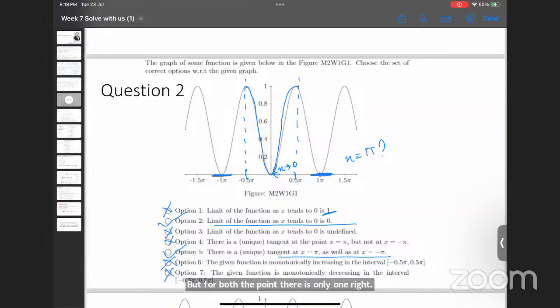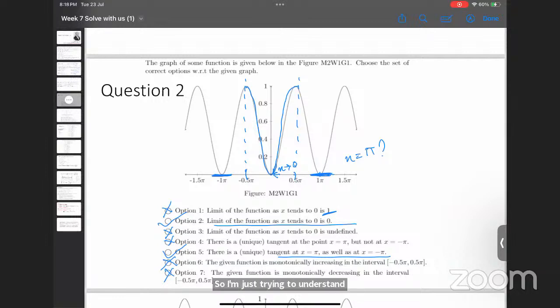Ma'am, regarding the tangent in this graph, in almost all the vertex or bulged areas, we'll be having a single tangent, right? Let's say, for example, at minus 0.5. I'm just trying to understand the concept.